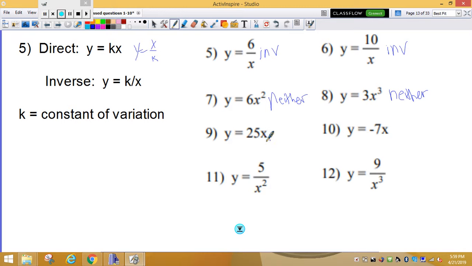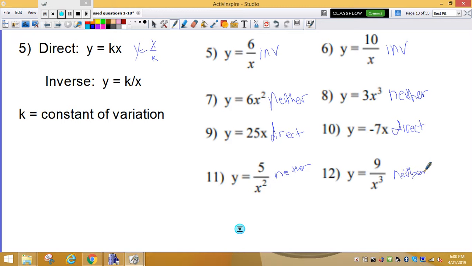A number times x. A number times x. That means it is direct. Same thing with number 10. It's a number times x. So that means it is direct. It doesn't matter if it's positive or negative. This one has a squared, so it's neither. This one has a cubed, so it's neither.